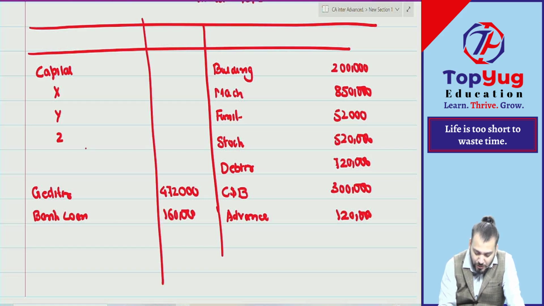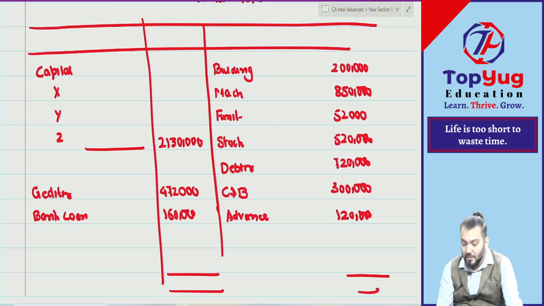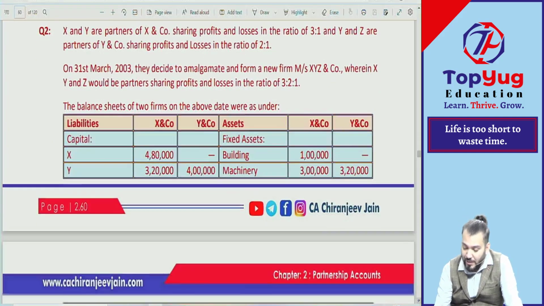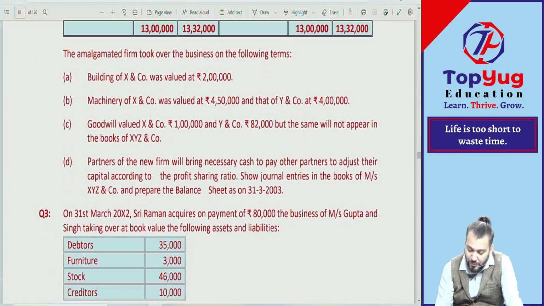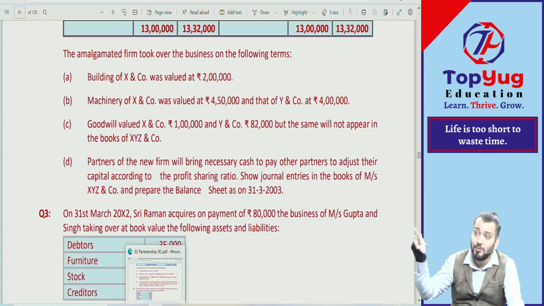Can you give me the total? 21 lakh. You are giving the total of the balance sheet, but I don't require the total. Whenever you check first what they have required. Whenever they say it will be adjusted in cash, you can see necessary cash, then it becomes a shortcut. If they say deficit and surplus will be transferred to current account, then a working note is required. Without a working note you can't do it.